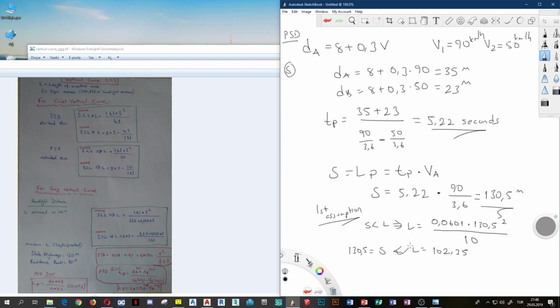It looks wrong. Yes, second assumption. Yes, it must be correct. And what is the formula? L equals 2 times S minus 130.5 divided by 0.0601. Yes, 2 times 100 minus 10 divided by.